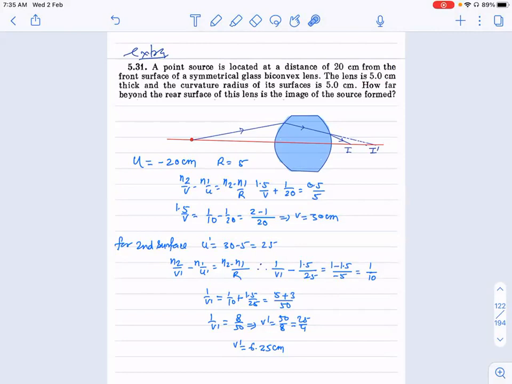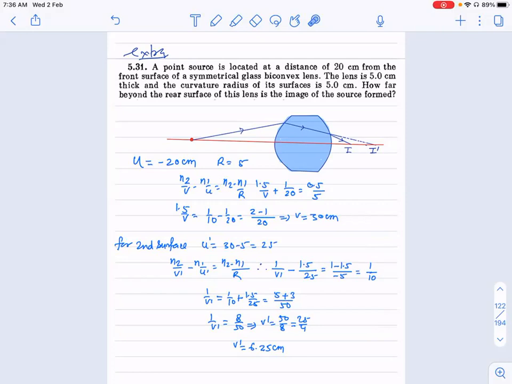Got it? Anywhere you have missed the point, you can ask. First situation was very clear. Second में हमने जैसे लेंस मेकर फॉर्मूला का डेरिवेशन किया, similar we have solved the numerical.